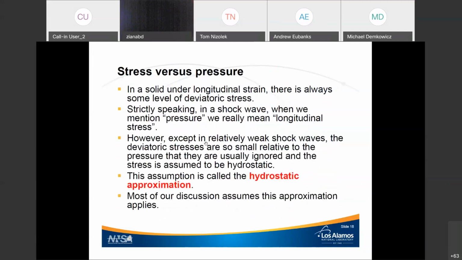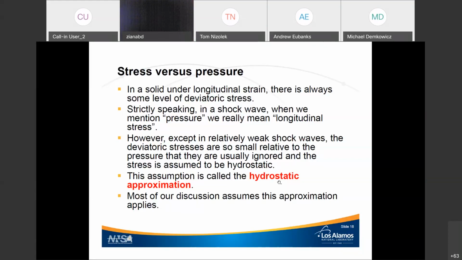Except in relatively weak shock waves, it turns out the deviatoric stresses are so small relative to the pressure that we usually ignore them. And the assumption is made that the stress is actually hydrostatic. And we call this the hydrostatic approximation. Most of our discussion will assume this approximation, but not all of it, because there are times when the hydrostatic approximation is not a good approximation.